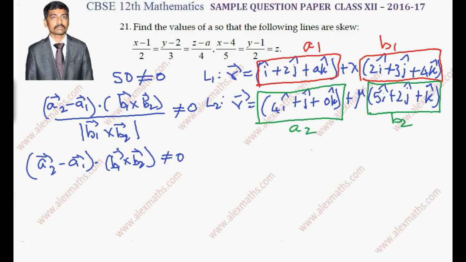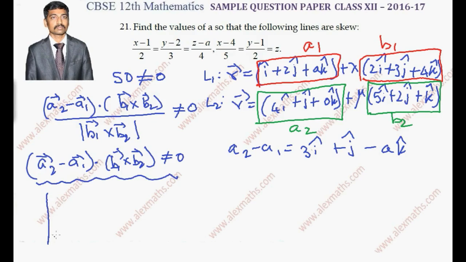When I want a2 minus a1, it is nothing but 4i minus i, which is 3i plus j minus ak. So we got the vector, that is the a2 minus a1 difference. Now, this is the scalar triple product, for which we should use a determinant to find the value. In the first row, the a2 minus a1 components should come, which is 3, 1 and minus a. In the second and third rows, b1 and b2 should come. In the second row it is 2, 3 and 4, and in the third it is 5, 2 and 1, which is not equal to 0.